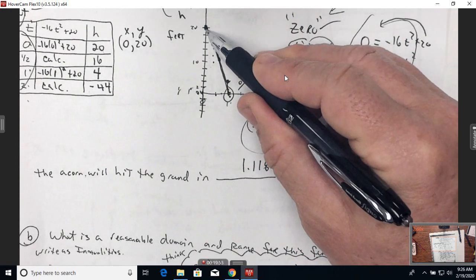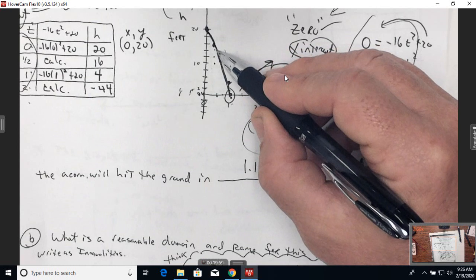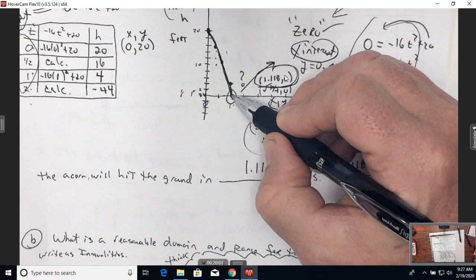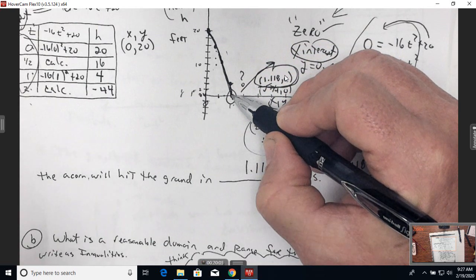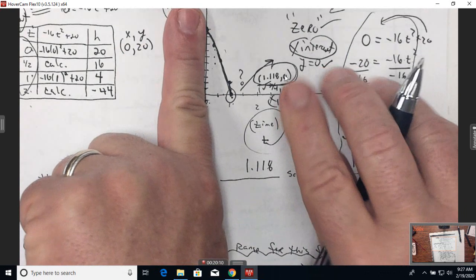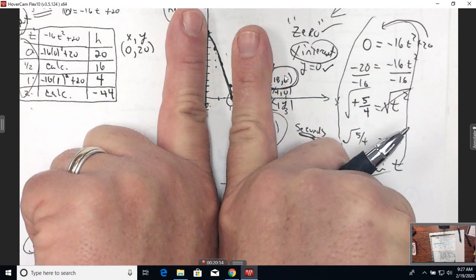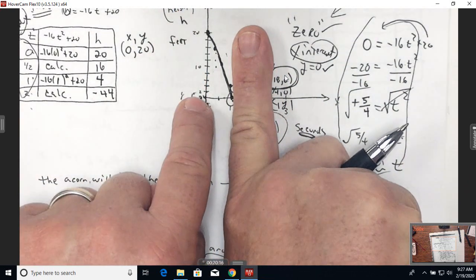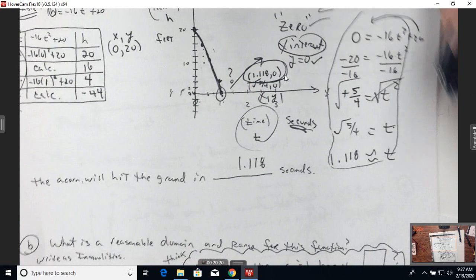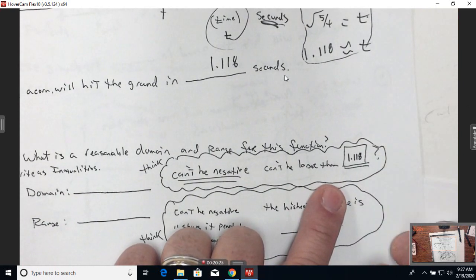So here's what happens. As soon as you let go of the acorn, it's falling, falling, falling, time's ticking, right? Then all of a sudden time stops as soon as you hit the ground. So it's like a stopwatch. I start it when it starts falling, I stop it whenever it hits. So what is the lowest amount of time? What's the highest amount of time? So really, what are the x's in between my fingers? It starts at 0 and hits at 1.118. So it cannot be longer than the 1.118 seconds.